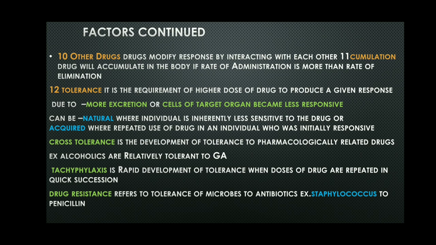You got it, right? Now tachyphylaxis, it is a term for rapid development of tolerance when doses of a drug are repeated in quick succession. So we are giving doses in quick succession again and again, fast and fast, so there is rapid development of tolerance. That is what tachyphylaxis is. Now drug resistance refers to tolerance of microbes to antibiotics. So the microbes have become tolerant to the antibiotics. For example, staphylococcus has become tolerant to penicillin, right?